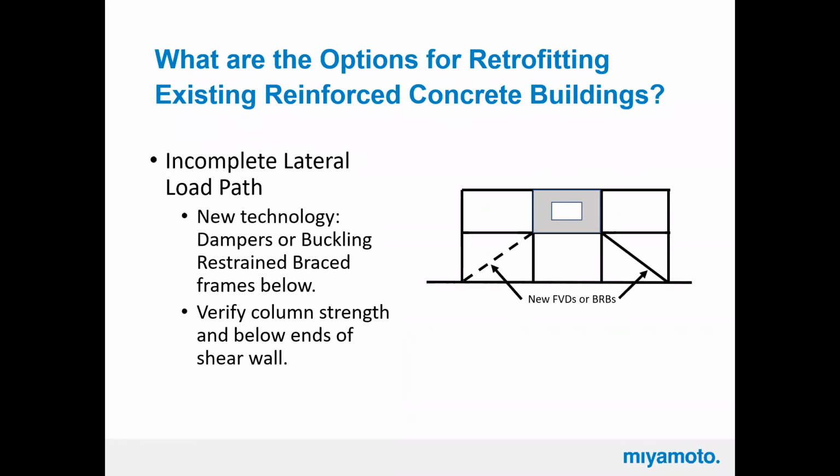Another solution, add BRBs or fluid viscous dampers to a situation like this. This must be a situation where that shear wall on the upper level must transfer to another line somewhere else in the building. Something like this would certainly control the deformations in this line, and the dampers would certainly add damping. So that's never really a bad thing. And also there are large overturning forces generated by this kind of configuration, so it says verify column strength below the ends of the shear wall. That's always a concern that probably wasn't adequately dealt with, way back when.